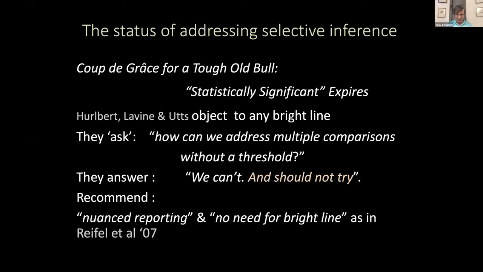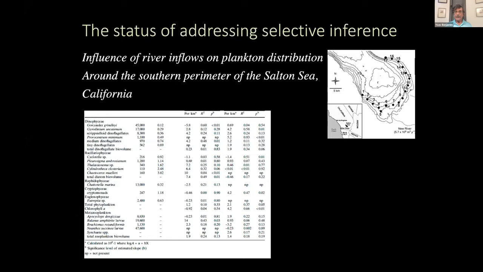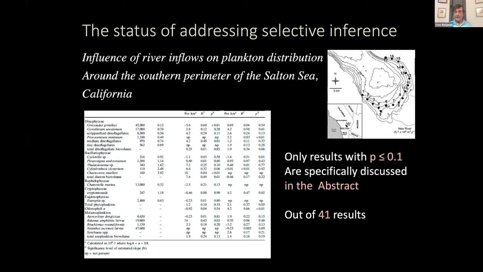And they give an example from Reifel et al. Reifel et al. discussed the influence of river inflows on plankton distribution around the southern perimeter of the Salton Sea. So going there, I became familiar with this area of science as well. Well, there is a table with p-values. No confidence interval, p-values, okay? But the abstract brings only results with p less than 0.1, okay? Not less than 0.05, but at least that. Out of the 41 results, only those that were actually significant at the 0.1 level were highlighted in the abstract. I think that this is a clear example of selection, unaddressed and causing damage. Maybe the conclusion should be to ban the use of abstracts. But if we don't do that, we have to address selection.